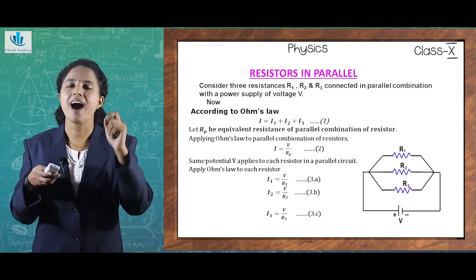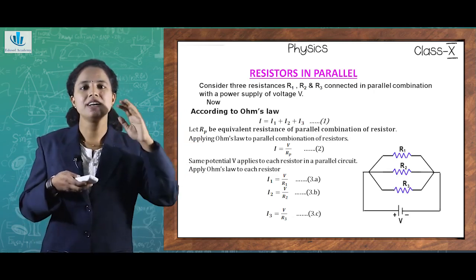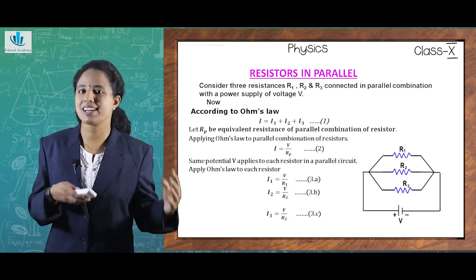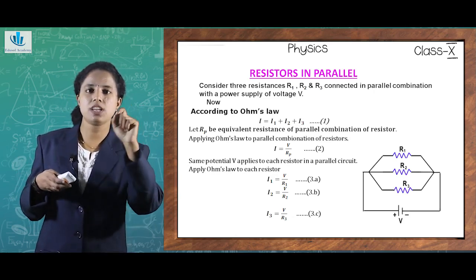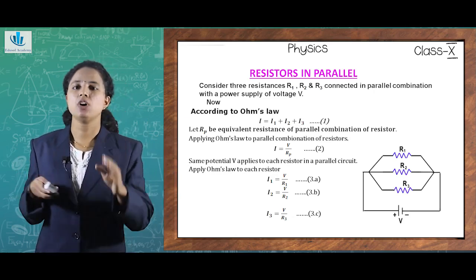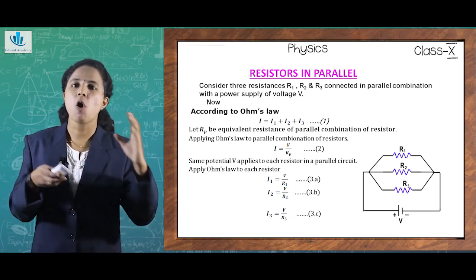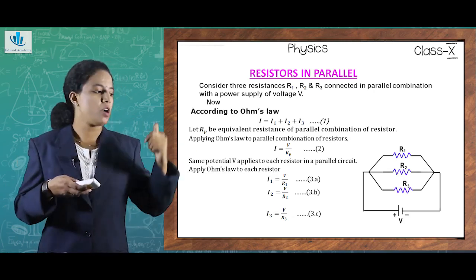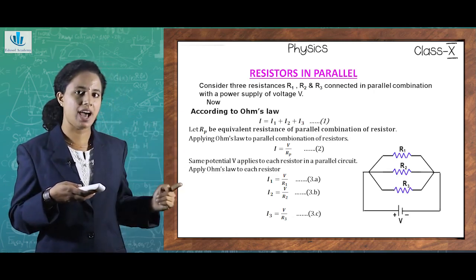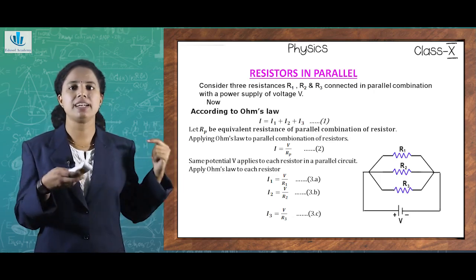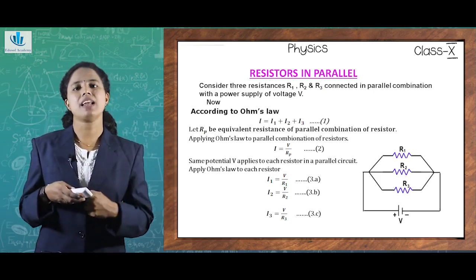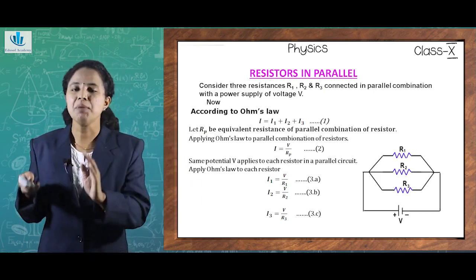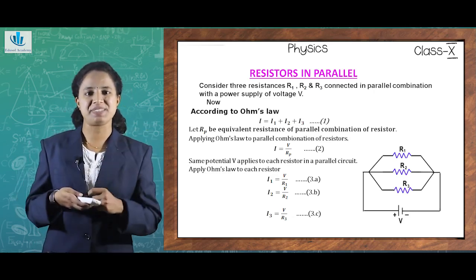So I can write RP as the equivalent resistance of this parallel combination of resistors. In case of series combination, I wrote Rs, isn't it? So here, denoting P as parallel, I denote RP. So applying Ohm's law to the parallel combination, how do we get? We know V equals IR. So I can be denoted as V by R, or V by RP, that is the equivalent resistance in parallel combination. We know when resistors are connected in parallel, the same potential V applies to each resistor, isn't it?